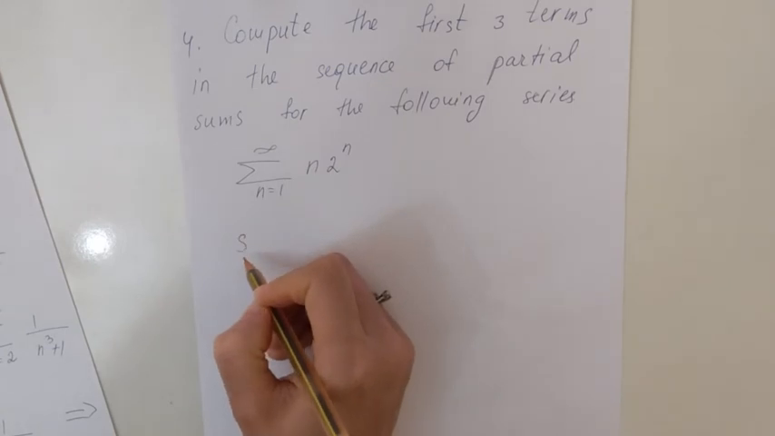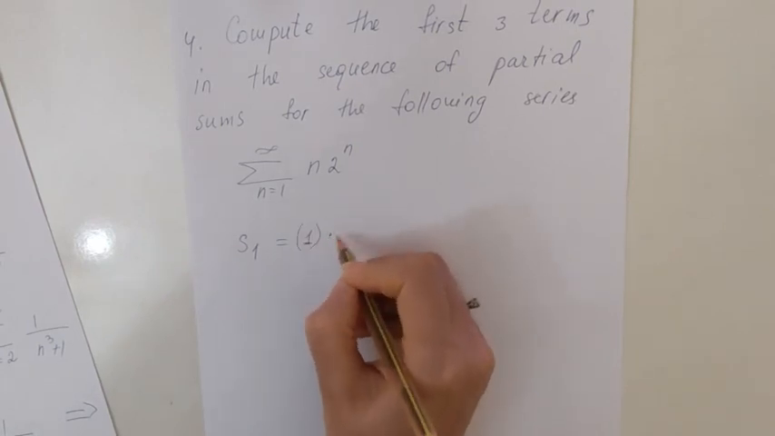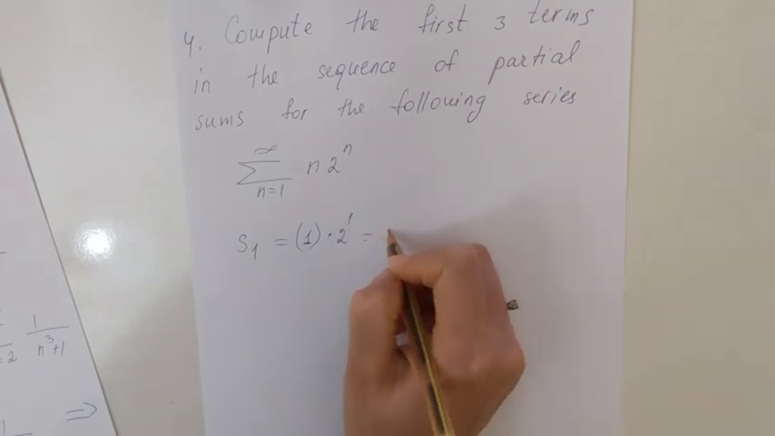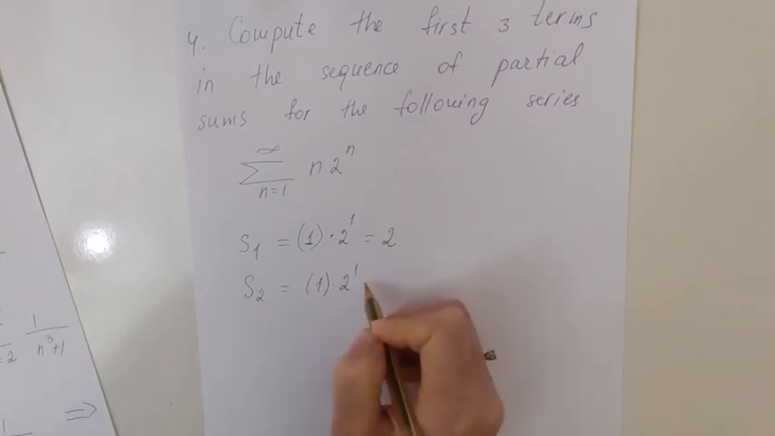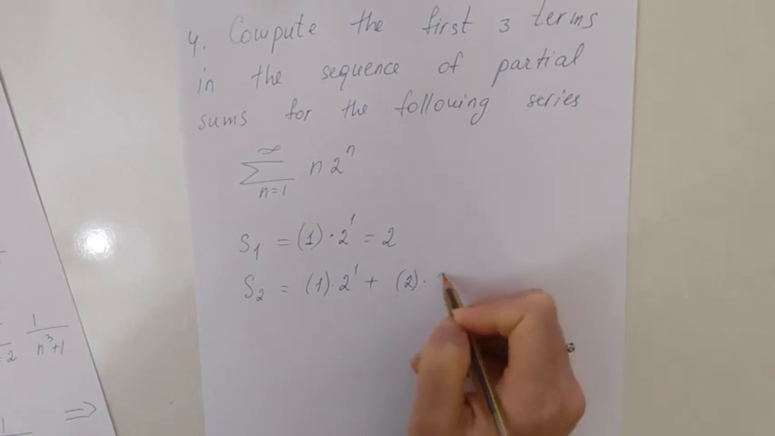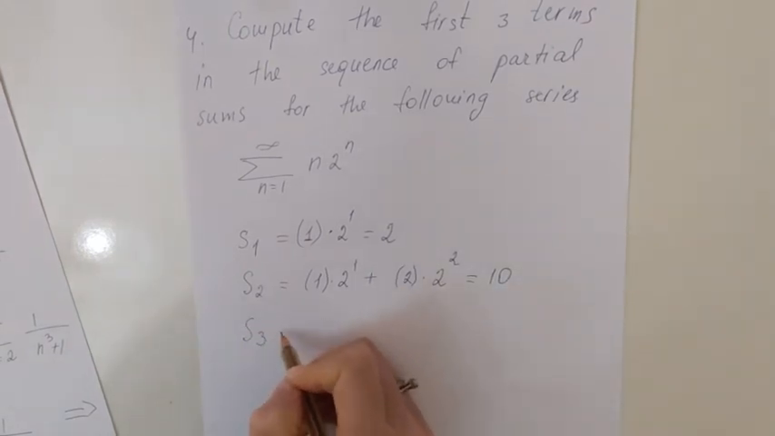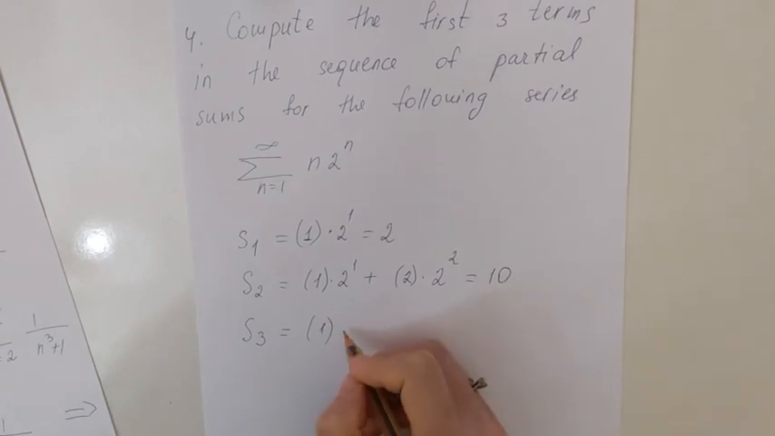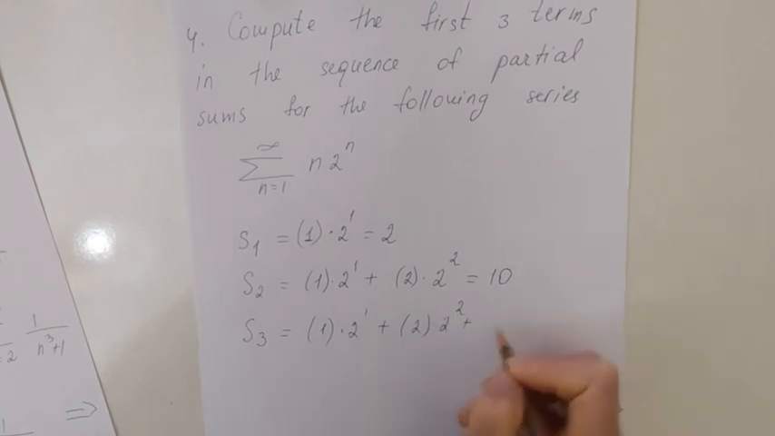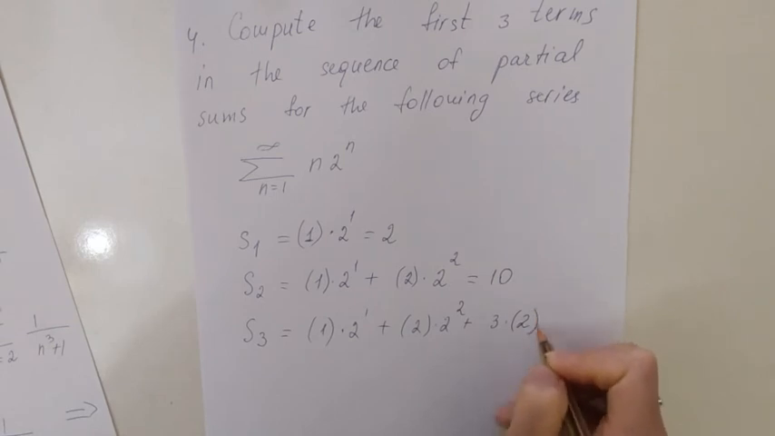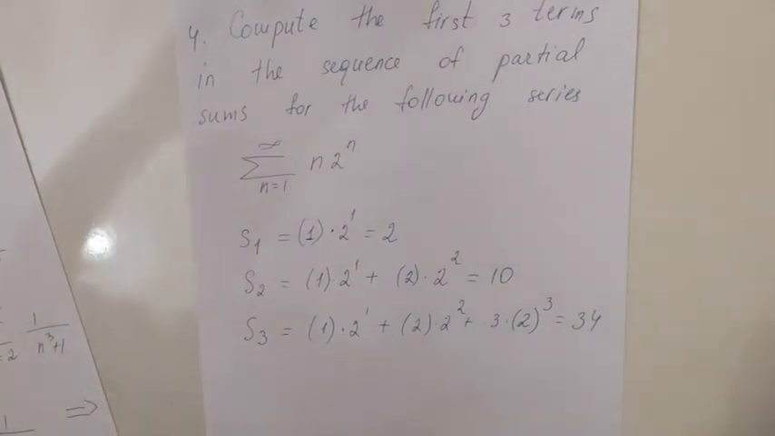Here is the work for this problem. S1 is equal to 1 times 2 to the 1. This is equal to 2. S2 is equal to 1 times 2 to the 1 plus 2 times 2 to the 2, and this is equal to 10. And S3 is equal to, again, 1 times 2 to the 1 plus 2 times 2 to the 2 plus 3 times 2 to the 3. This is equal to 34. That's all. This is our result.